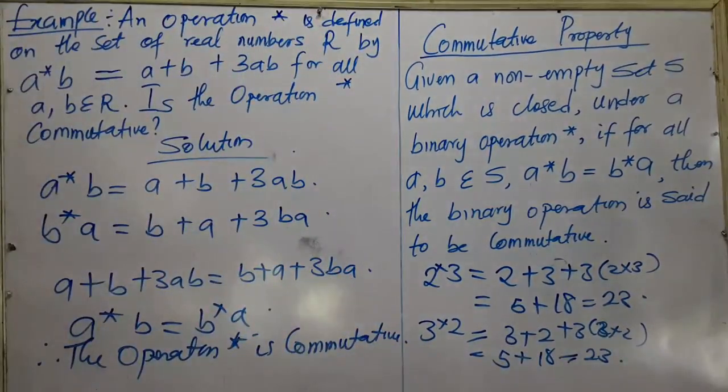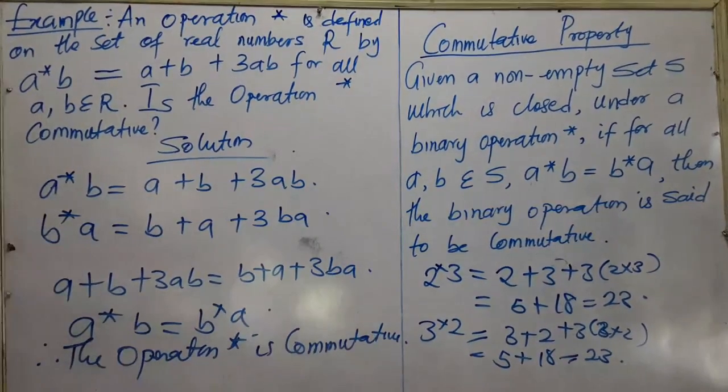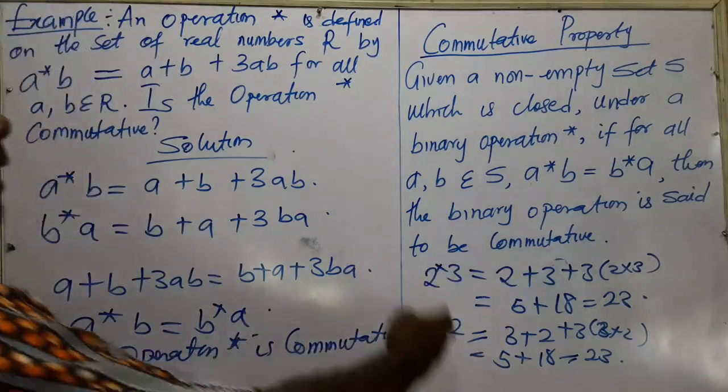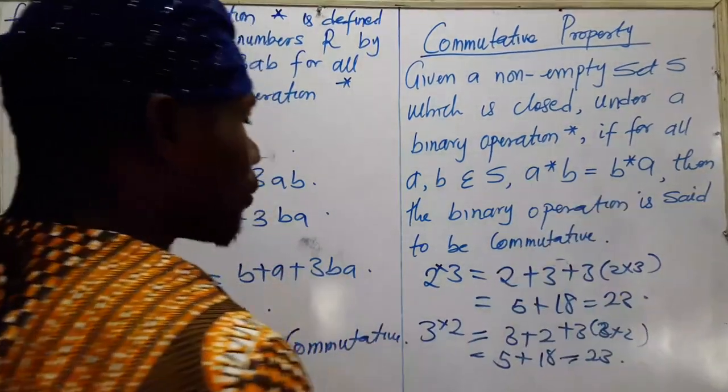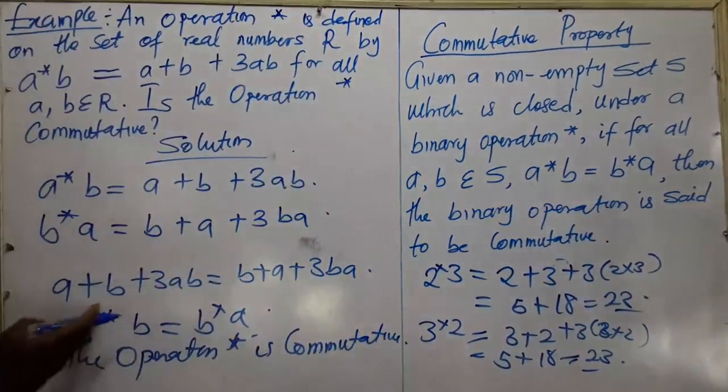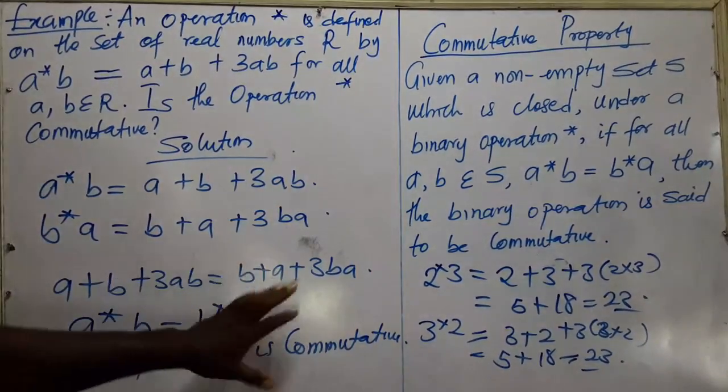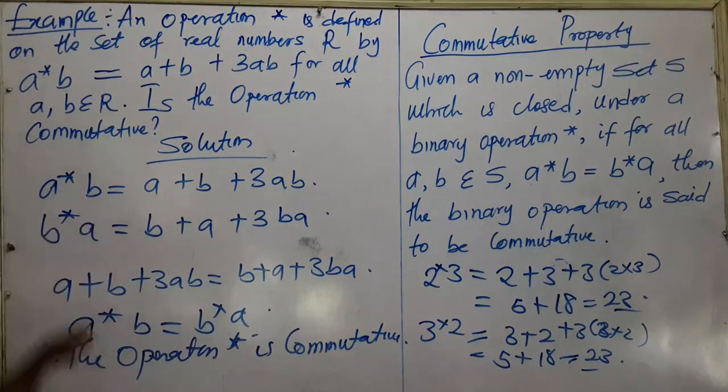So this is the practical explanation of the example we gave: 2 operation 3 and 3 operation 2 both give us 23, as this gives us A plus B plus 3AB and B plus A plus 3BA. So now, this is how to identify whether an operation is commutative or not. So therefore, let's try to have another good example that can give us the meaning of commutative better.